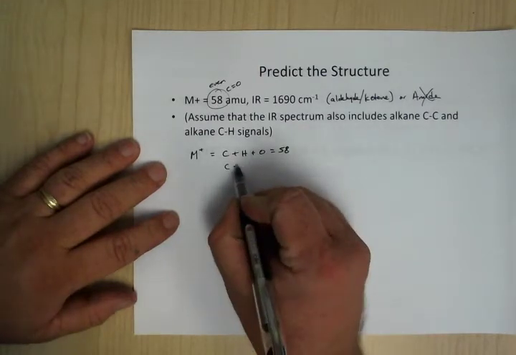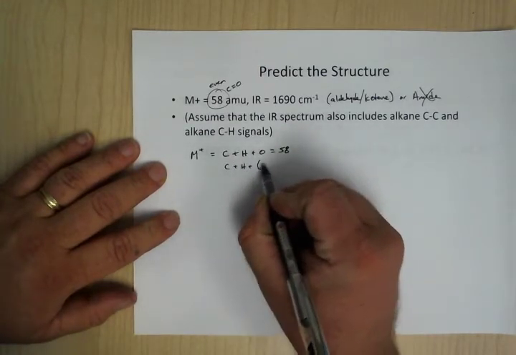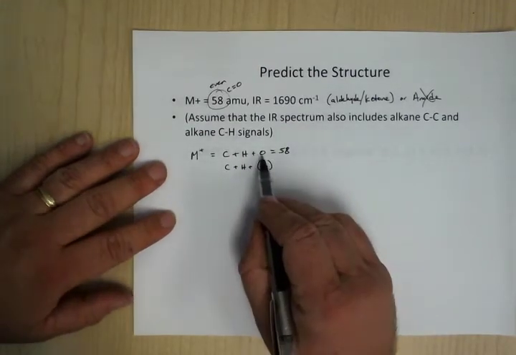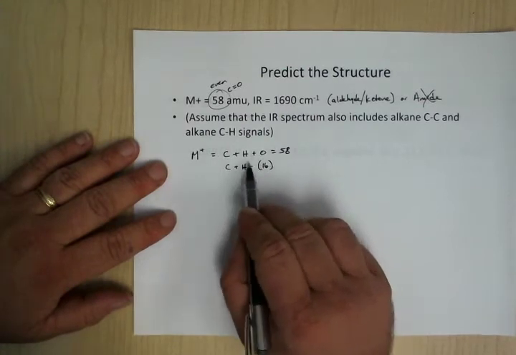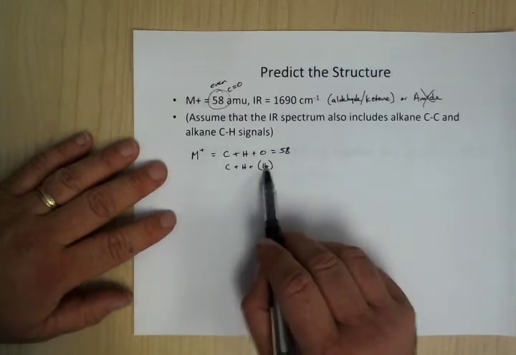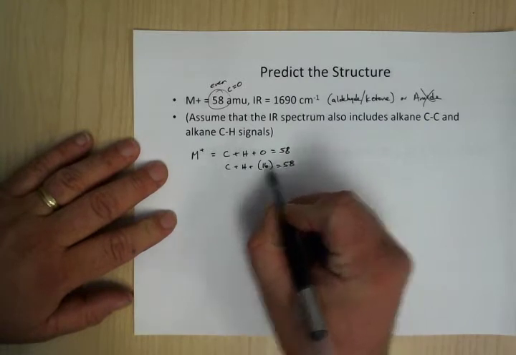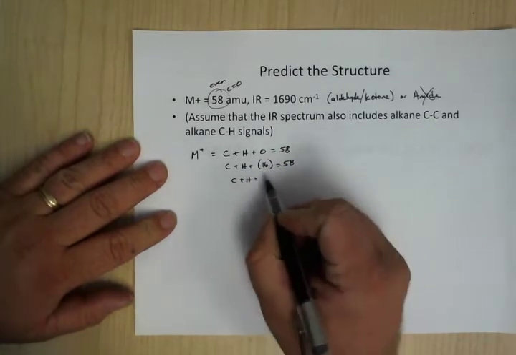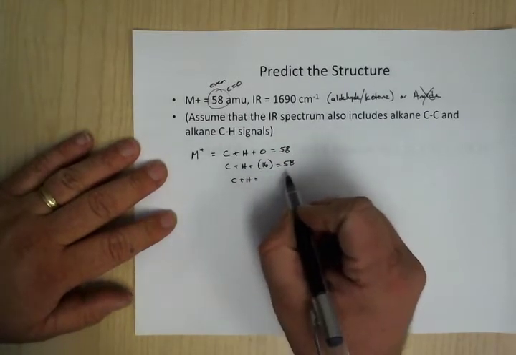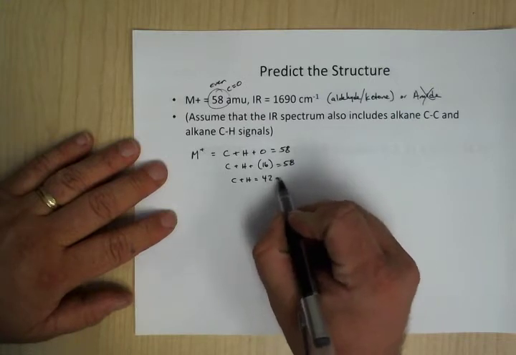So with the mass, you know that there's going to be one oxygen here, which is 16. So 58 minus 16 means the carbons and hydrogens are going to end up being a mass of 42 AMU.